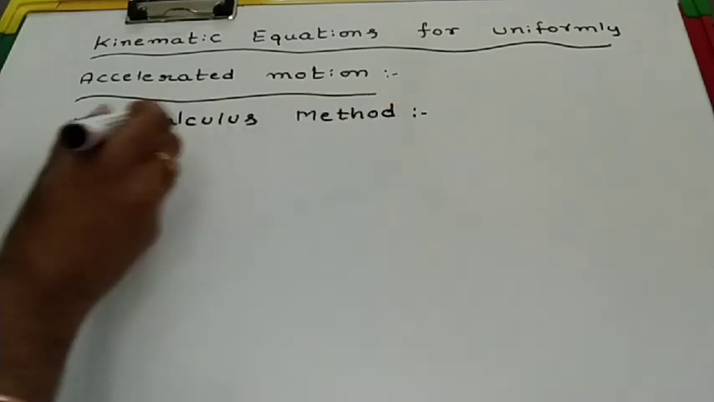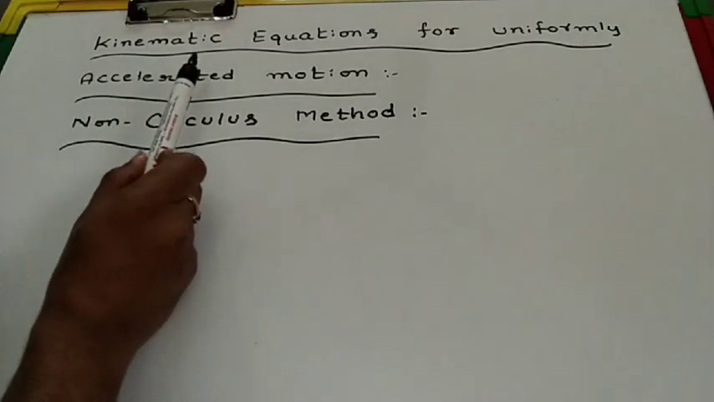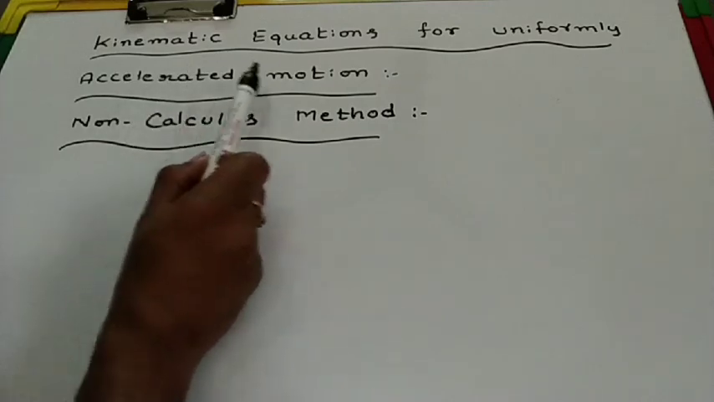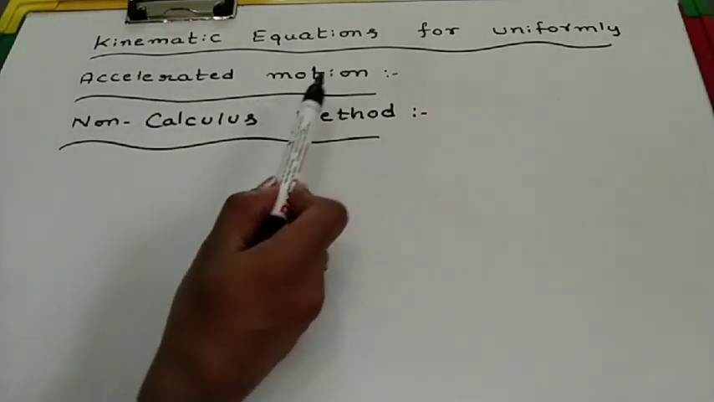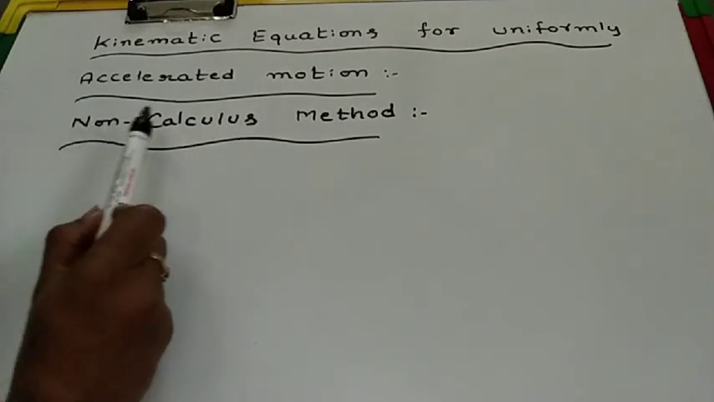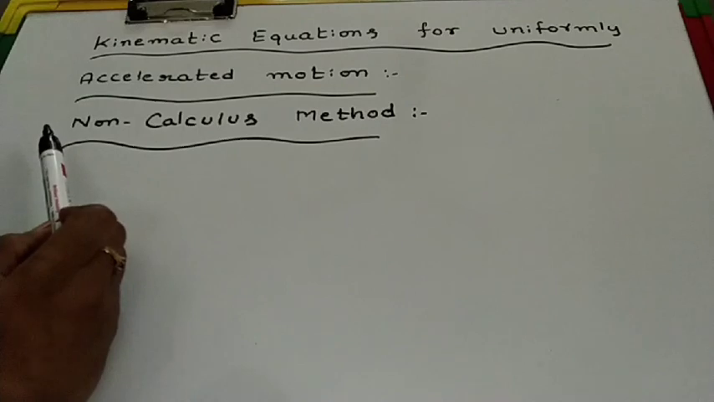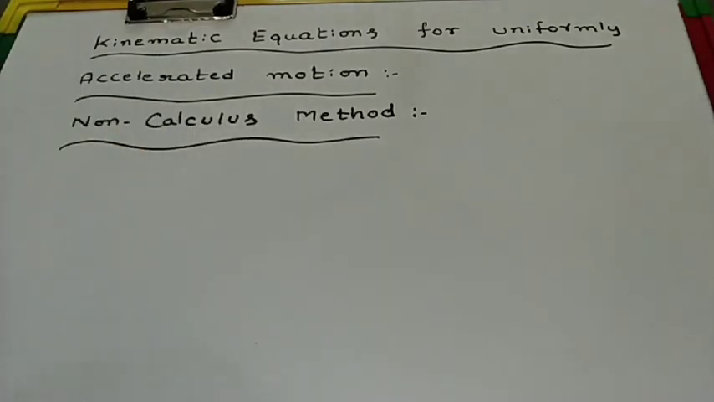The method is also important. Once again, today our concept is kinematic equations for uniformly accelerated motion. Here there are two types of methods. One is the non-calculus method. The second one is the calculus method. Calculus method means the integration method.